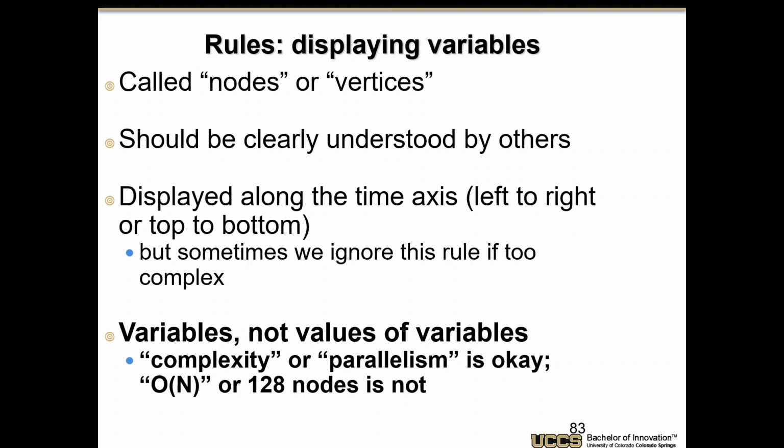Variables are what we want in our diagram, not values of variables. So if I have something like parallelism or complexity, that would be okay. But it wouldn't be okay to have O of n or 128 nodes, right? We don't have values, we have variables. And this is actually difficult.